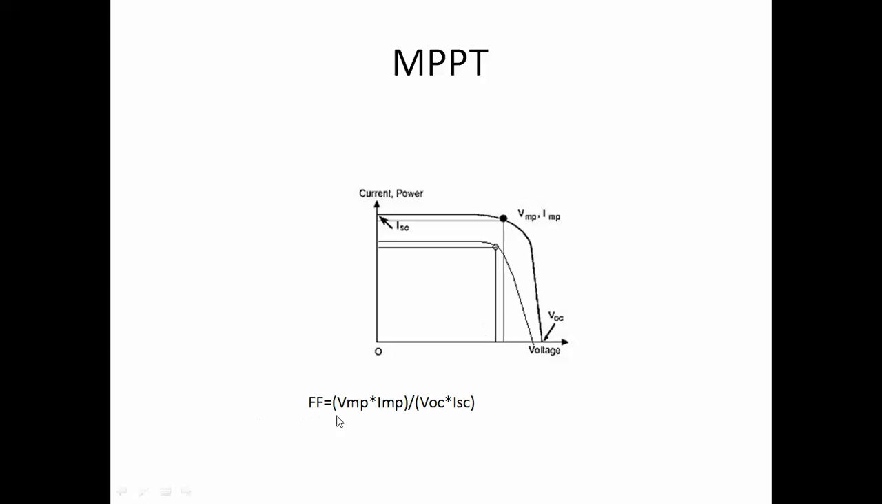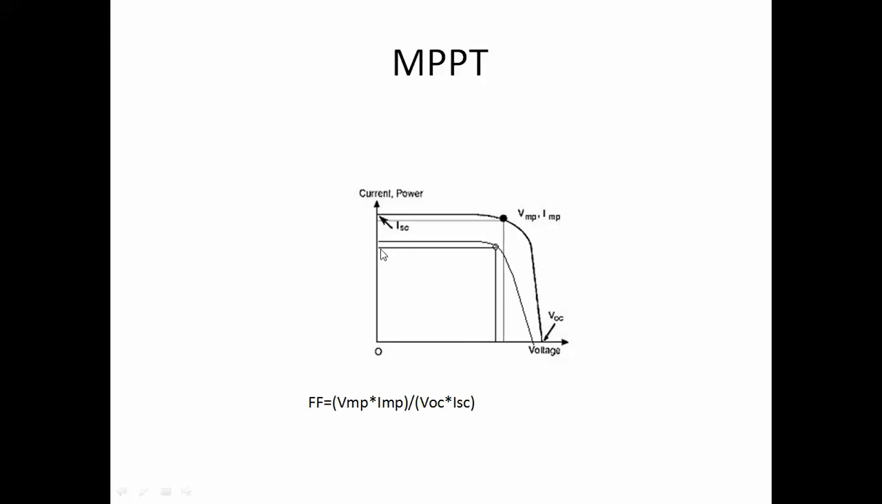So fill factor is VMP times IMP divided by VOC times ISC. So this is the voltage, this is the current, and this is the voltage corresponding to maximum power. This outer rectangle represents VOC ISC, and this inner one represents VMP IMP. So the area of the inner rectangle to the area of the outer rectangle will give us the fill factor. So fill factor should be maximum.